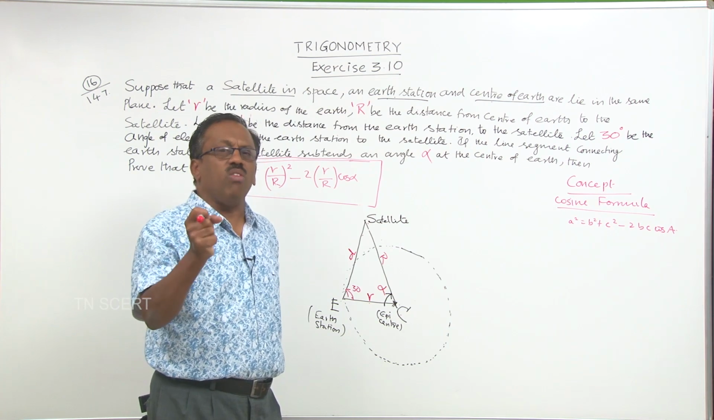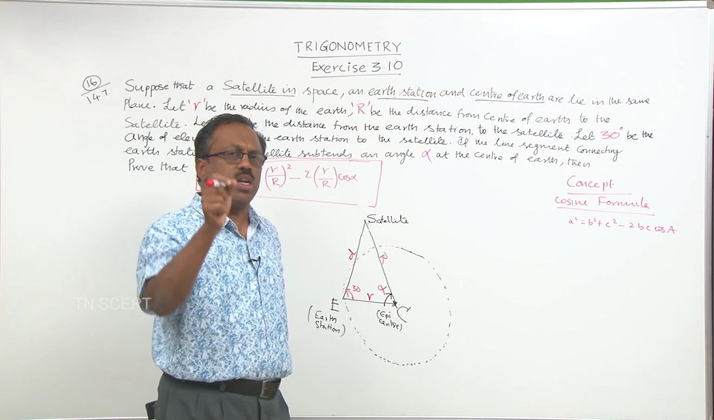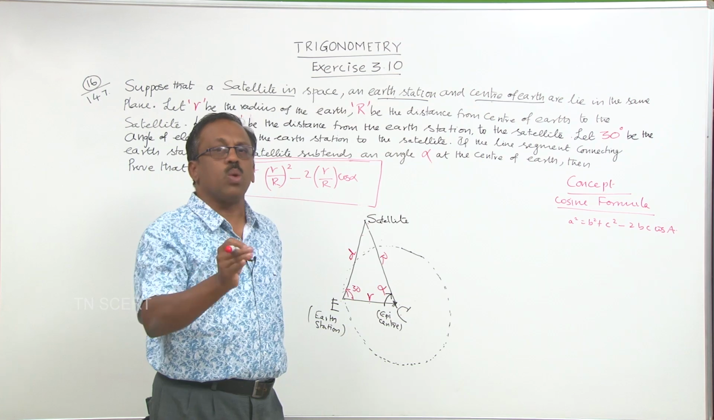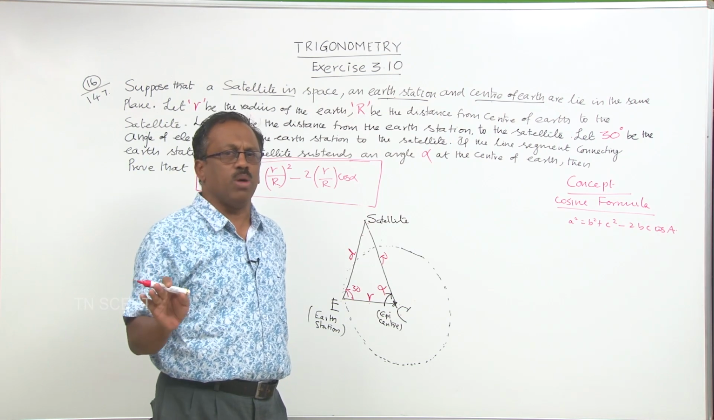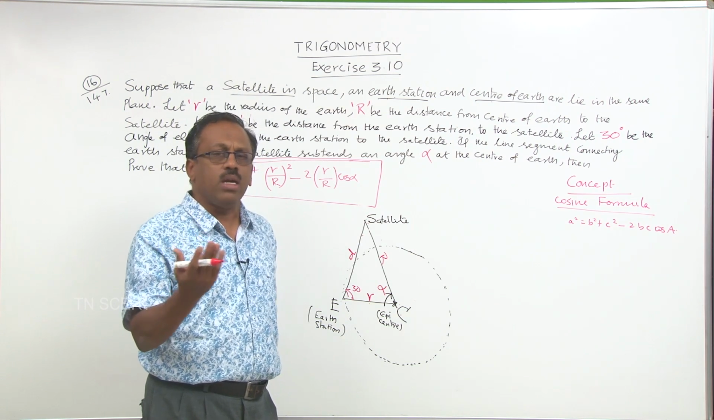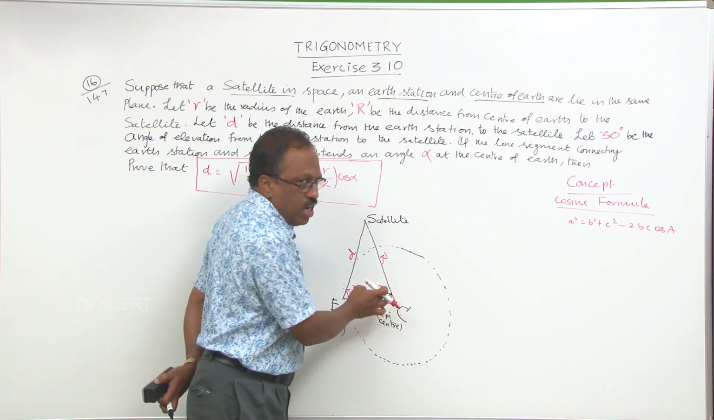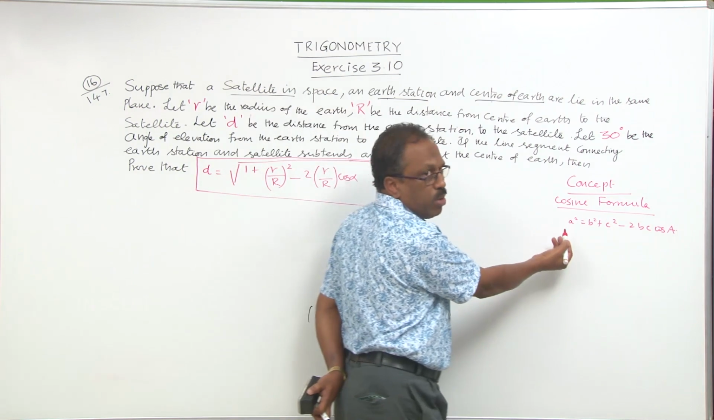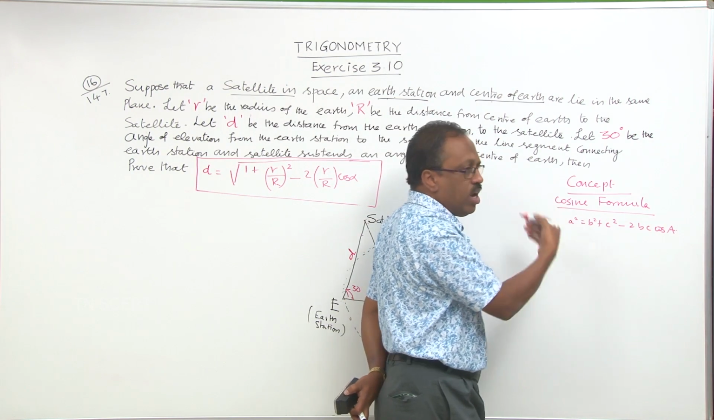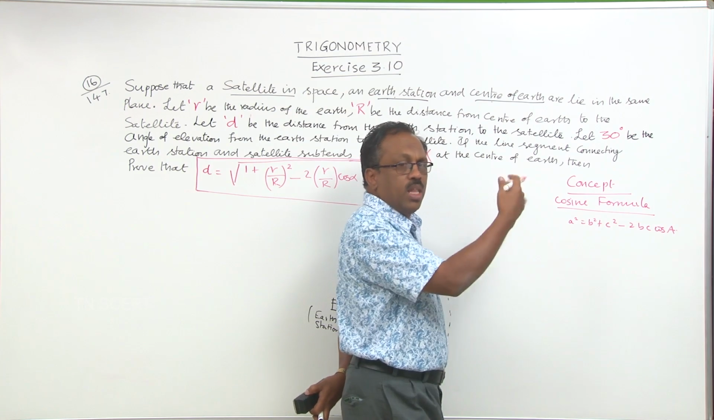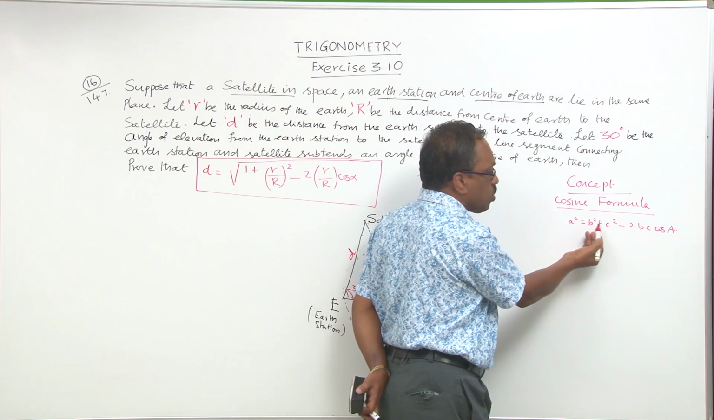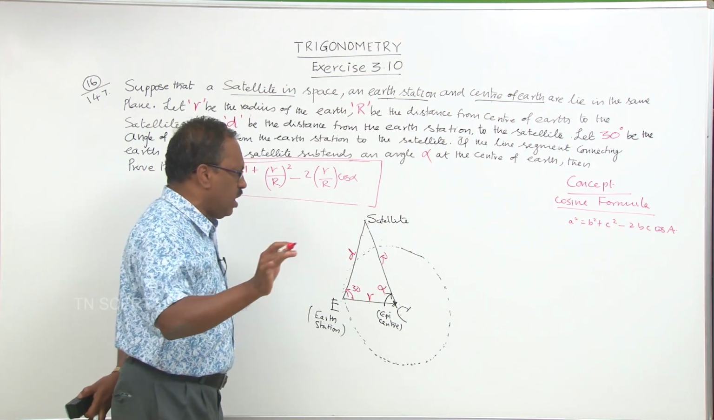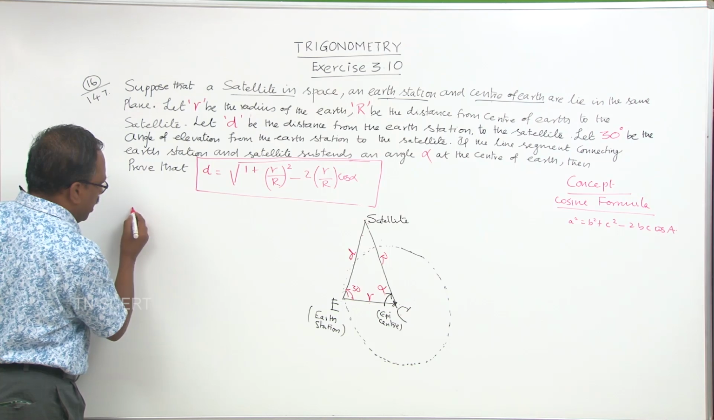So the way we are connecting this problem to trigonometry, I repeat, is the cosine formula. We are going to apply the cosine formula. What is needed for that? Two sides and one angle, and we can very well apply the cosine formula. You know that we have already come across the cosine formula in our previous problems: a square is equal to b square plus c square minus 2bc cos A. The same thing I am going to apply here.